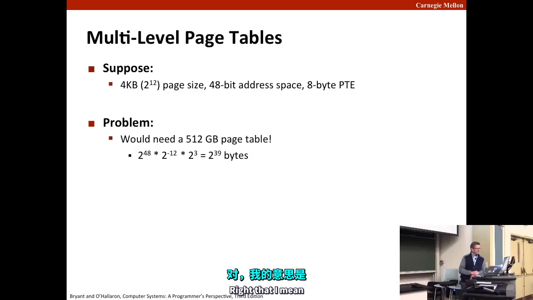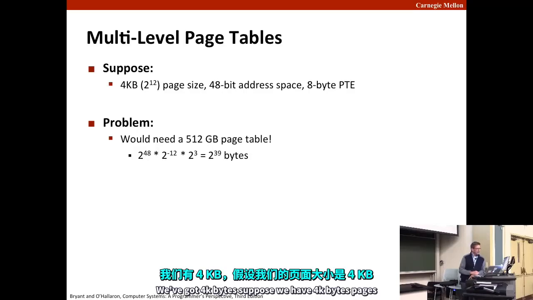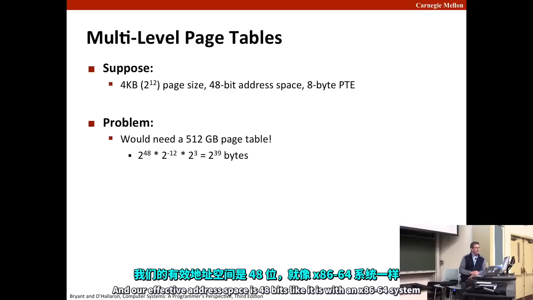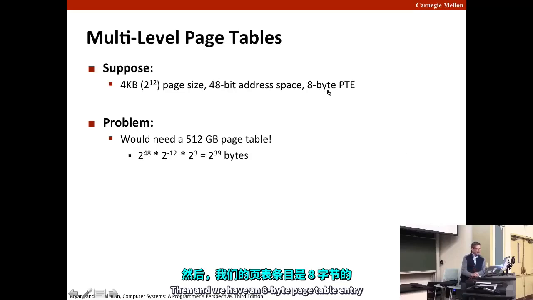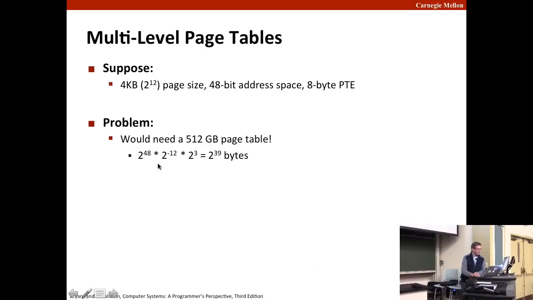Suppose we have 4K byte pages, and our effective address space is 48 bits, like it is with an x86-64 system, and we have an 8-byte page table entry. We'd need a page table of 512 gigabytes.